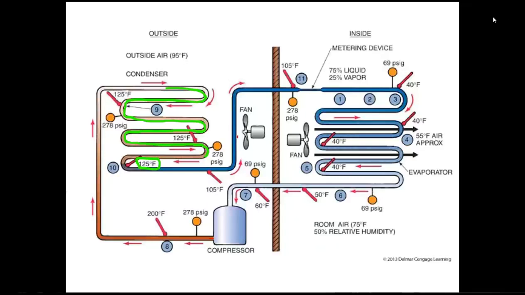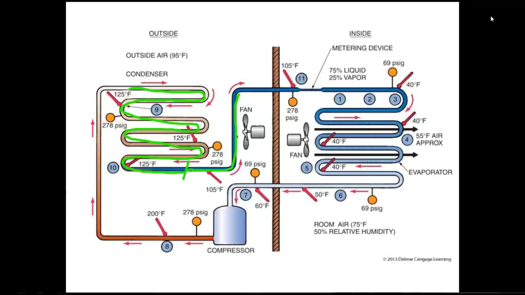Okay, so we are at the saturation point through the condensing coil. We're dumping the heat to the outside air, and at a certain point, we are now back to 100% liquid. Now the heat that is being released from this liquid is in the form of subcooled liquid.